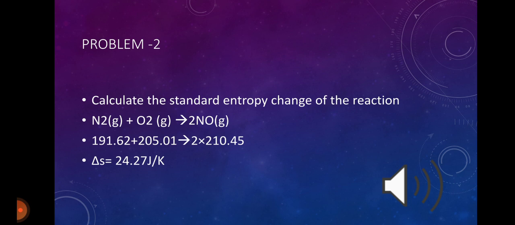So at last the standard entropy change for the reaction what we will get, delta S is equal to 24.27 joule per Kelvin. How we got this? Because the standard entropy change delta S is equal to the standard entropy of the product minus the standard entropy of the reactant, that is equal to 24.27 joule per Kelvin. In this way we have to calculate the standard entropy change for the given reaction by taking the standard entropy values of the reactant and the product.